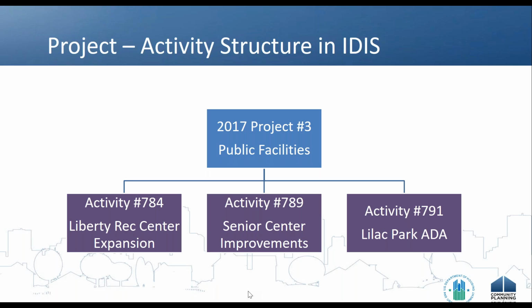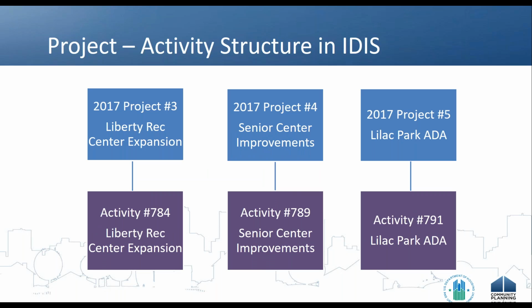Notice that the activity numbers are not necessarily concurrent, but they are all associated with the same 2017 project. So the activity numbers reflect the time at which they are entered into the system. And in this case, again, the project serves as a means to organize these activities, and grantees can choose to organize their CDBG or HOME data in a way that helps track and communicate their plans, finances, and accomplishments. So let's look at another sample.